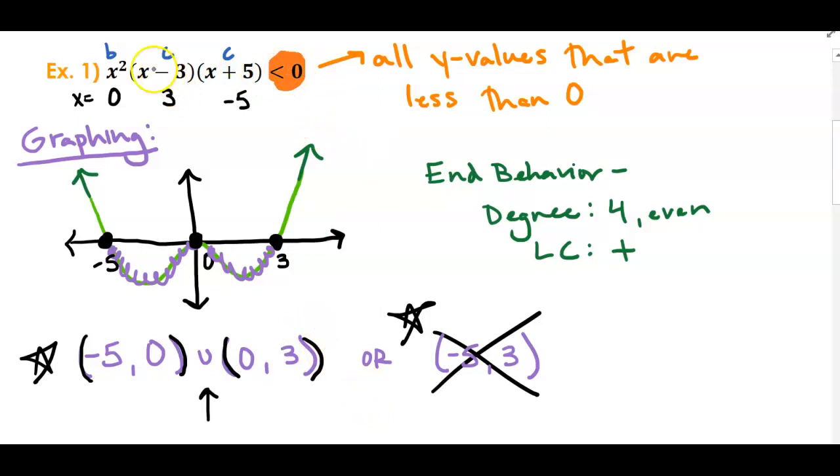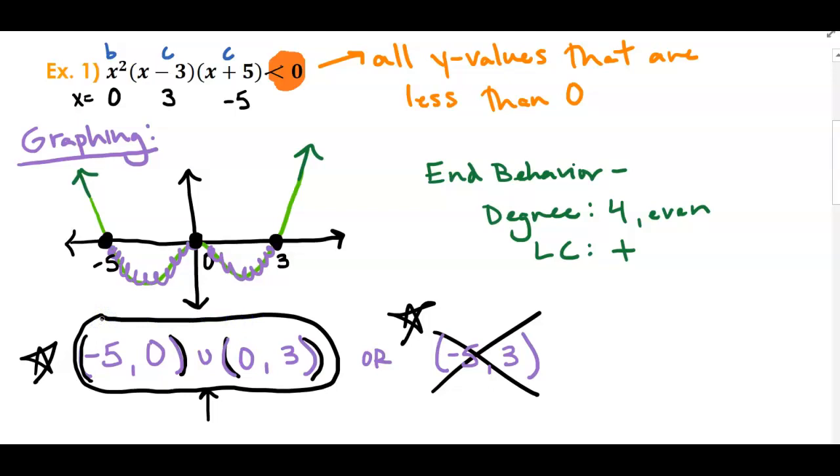If I had, where is this polynomial less than or equal to 0, then yes, I'd be able to say that it is happening from -5, and that's included because that's at a y value of 0, to 3. But that's not what we're dealing with here. We just want less than 0. And so this is my final interval.